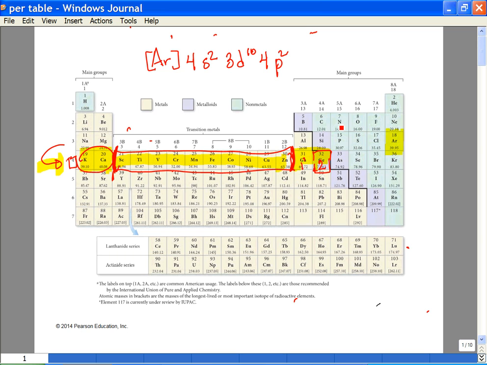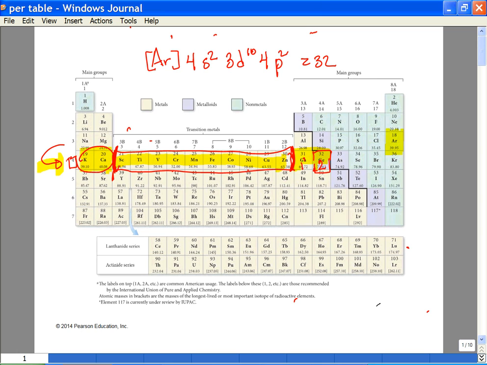And if you add that up, argon has 18, so this is 20, this is 30, and this is 32. So that's a total of 32 electrons, and it corresponds to the correct atomic number for germanium.